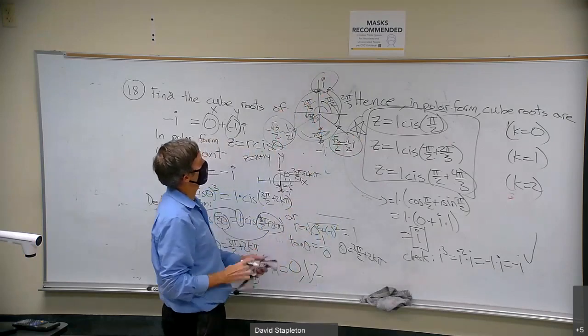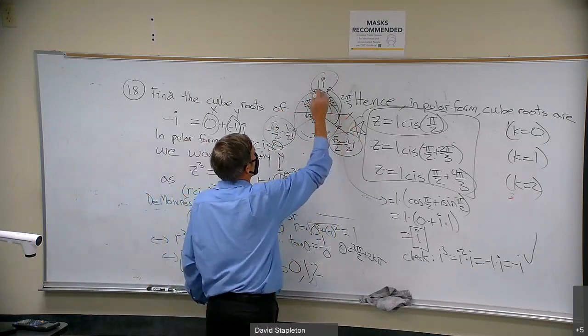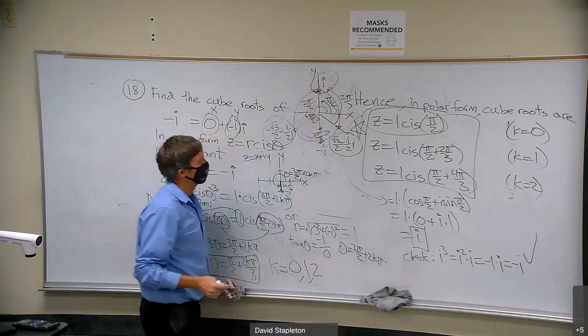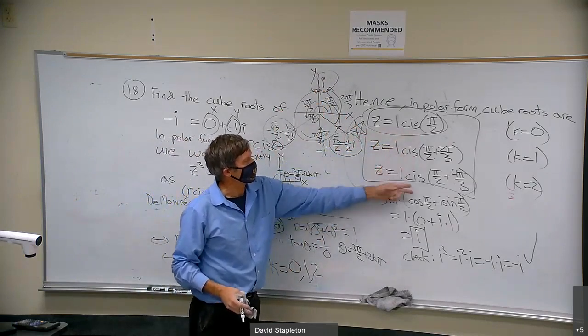It's got a very pretty picture when you figure these out. They're symmetrically placed in the complex plane, x plus I y. But just leave it like this: R size angle, R size angle, R size angle. That's good.